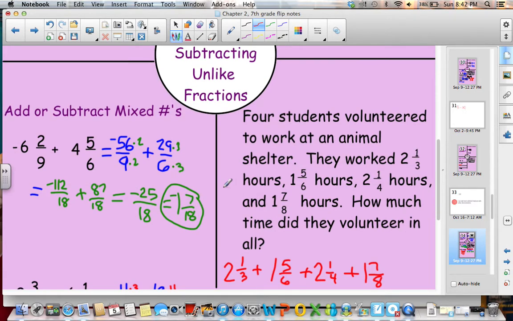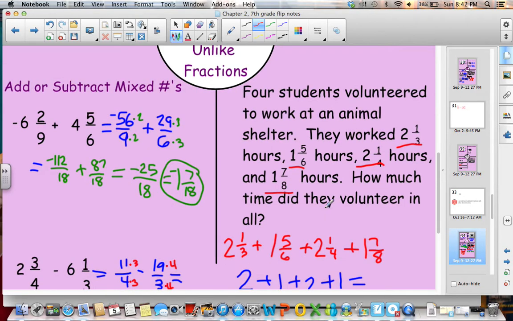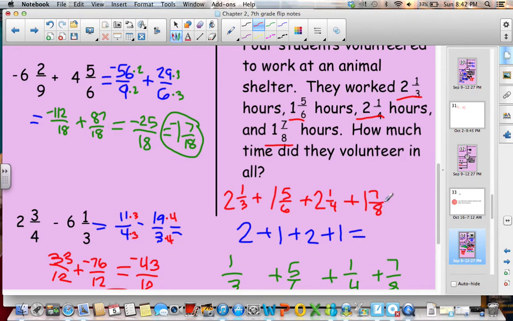Okay, 4 students volunteered to work at an animal shelter. They worked 2 1/3 hours, 1 5/6, 2 1/4, and 1 7/8. How much time did they volunteer in all? Well, to start this problem, I wrote it out to save us a little bit of time. How much time did they volunteer in all? So that tells me that it's going to be addition. So we're going to add all of these together.